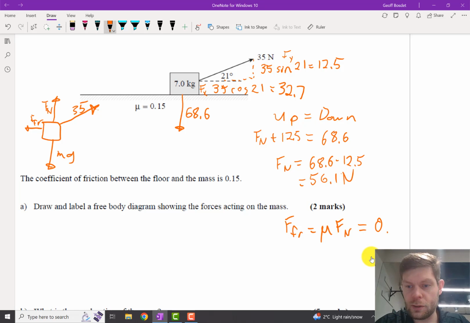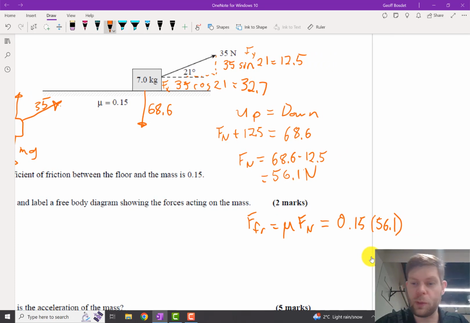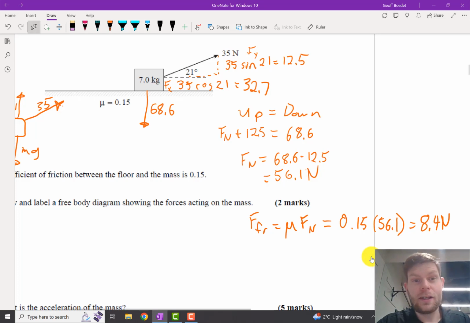So we put them in. 0.15 is the rating of how sticky they are. That's not very sticky. Fn is 56.1, which is a little less than what normally 7 kilograms would shove together because we're lifting up a bit. So 0.15 times 56.1 gives us 8.4 newtons back.